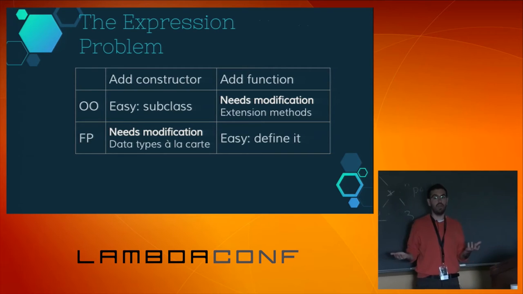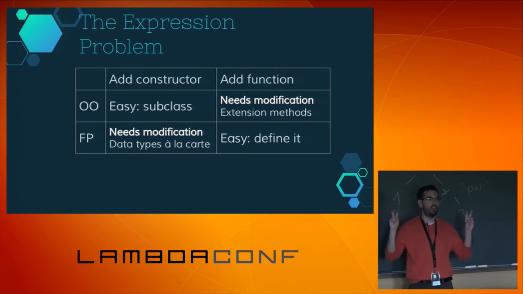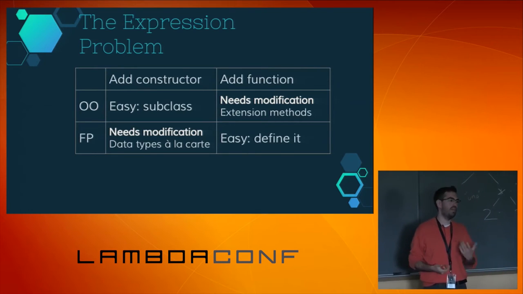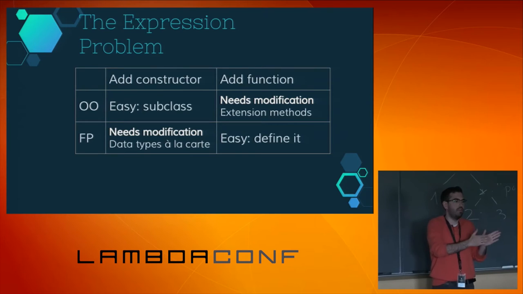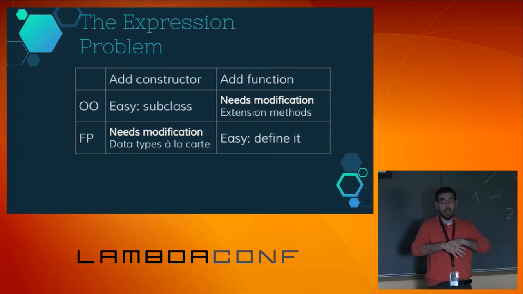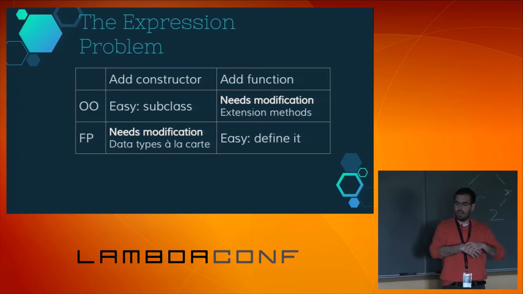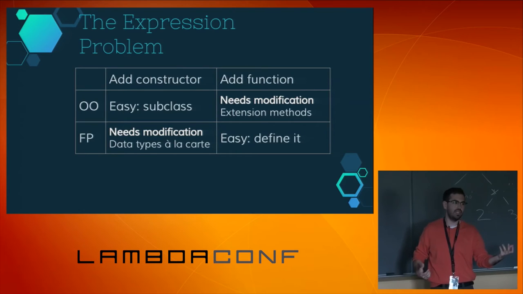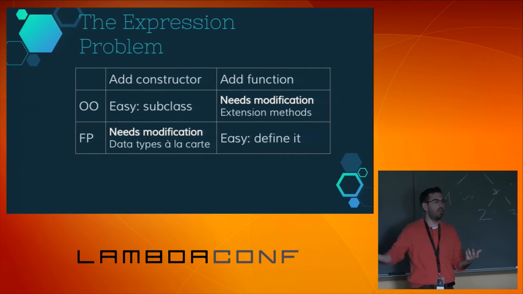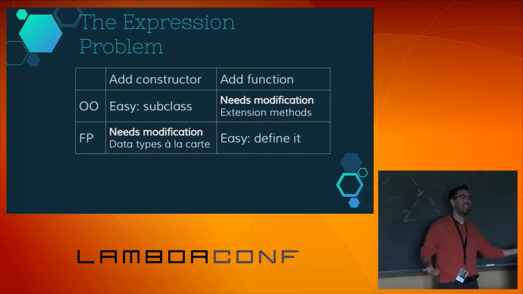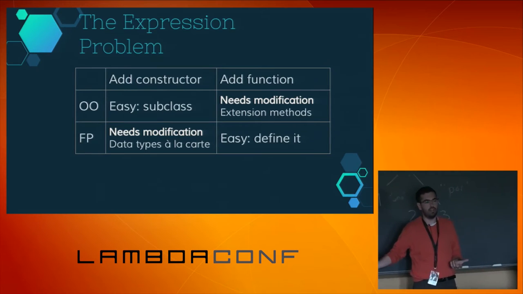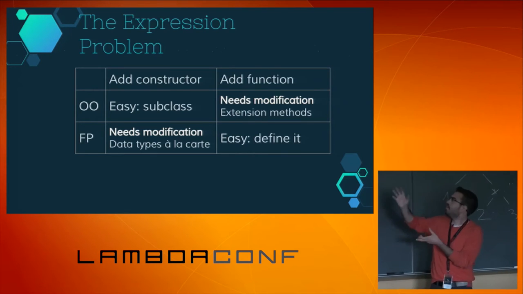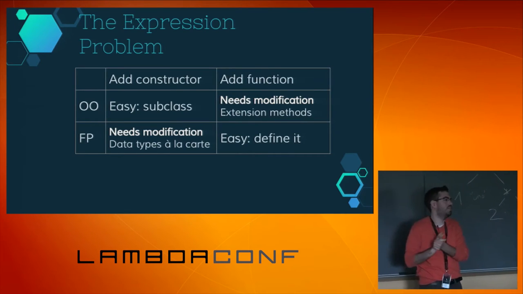if you have object-oriented programming, it's very easy to add a new constructor to a data type. You just subclass it. And then you have animals, and you add a dog, add a cat. And then you can do this without modifying the animal. The problem is if you want to have some new function which works across all animals, then you have to change the animal class so you can subclass it in all the rest. So it's easy to subclass, to add a new constructor, but it's very complicated to add new functions. And so you need to modify what you had at the beginning. And there are these extension methods which allow you to do some of this stuff.